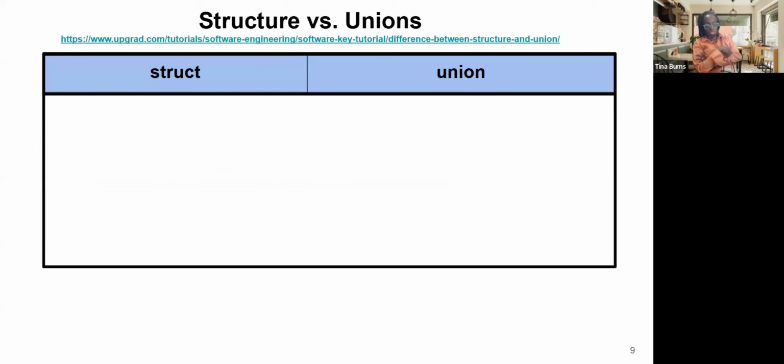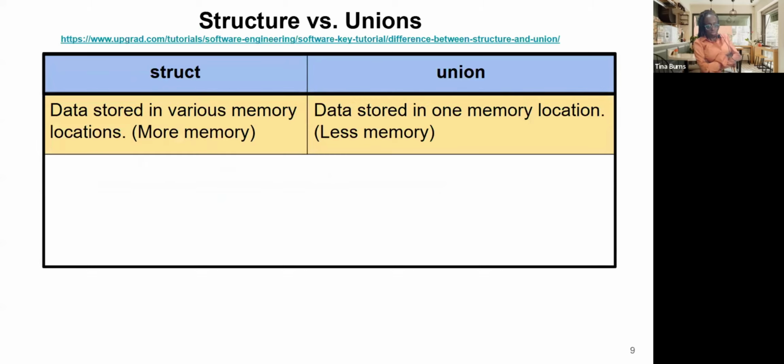Now, when we look at struct versus union, for a struct, the data is stored in various memory locations, and that does mean that you are going to consume a lot more memory. For the union, the data is stored in one memory location, which means you're going to use less memory. You can save a little bit of space, and that's why in some instances you might prefer this in order to maximize your computer usage.